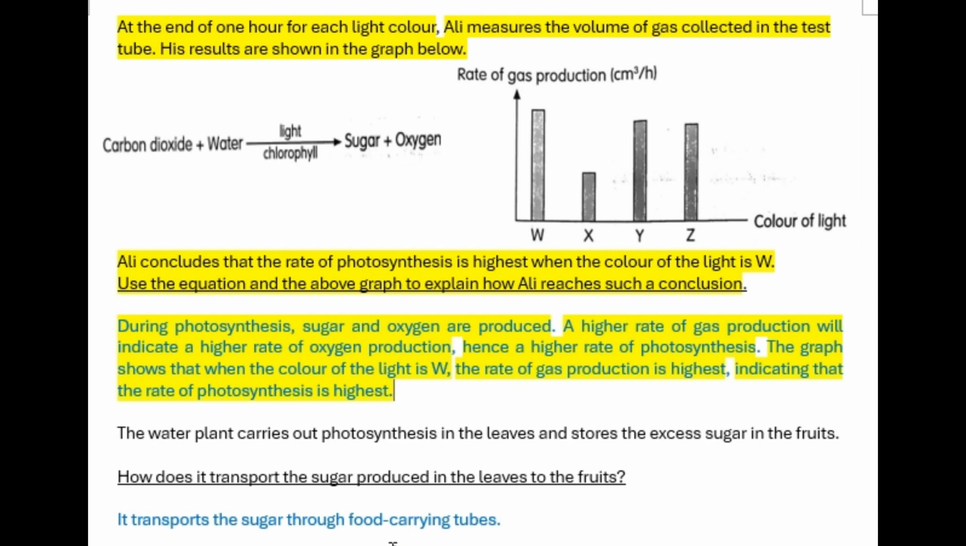The water plant carries out photosynthesis in the leaves and stores the excess sugar in the fruits. How does it transport the sugar produced in the leaves to the fruits? It transports the sugar through food-carrying tubes.